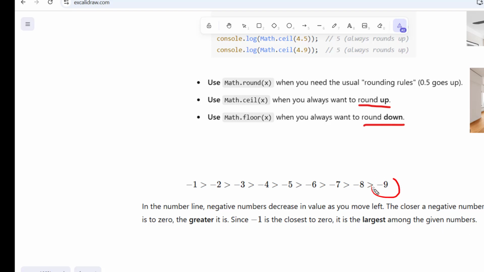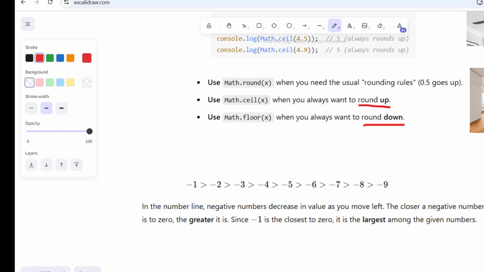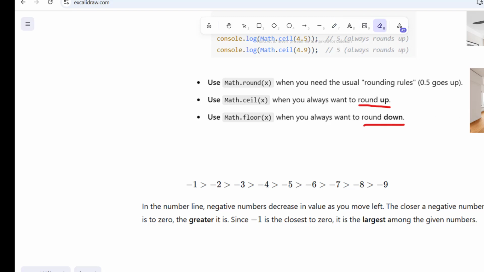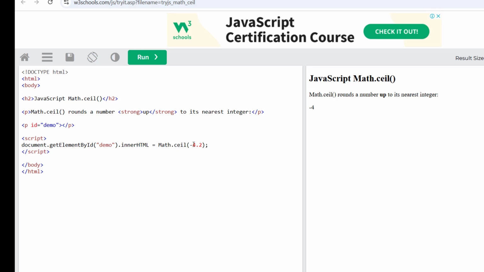So this is opposite, vice versa. In the traditional way, with positive numbers, 9 is greater than 1, right? But here, minus 1 is greater than minus 9. So this is vice versa. So it is going upwards. So minus 4.2 is less than minus 4. That's why it's going upwards.